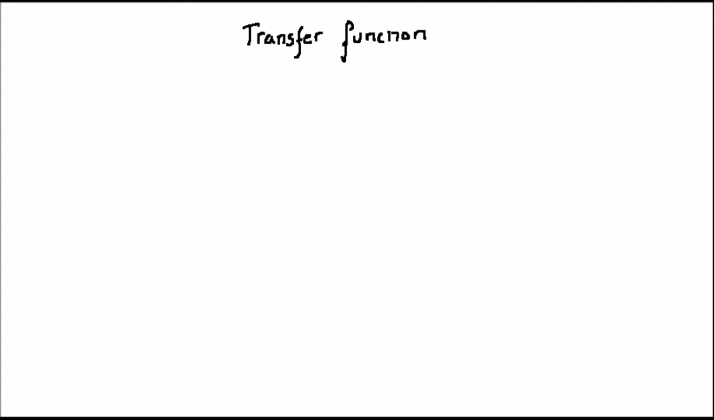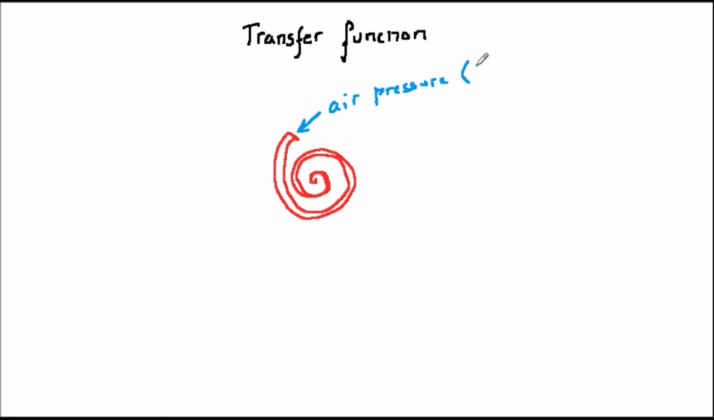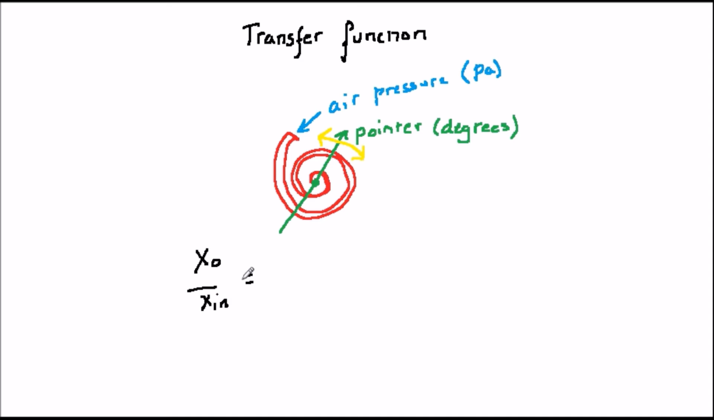Firstly, a barometer measuring air pressure. Here the input is the air pressure, let's say in kilopascals, and the output is the number of degrees which the needle moves that we read on the scale at the front of the barometer. So the transfer function, the output divided by the input, is the number of degrees which the output needle moves divided by the number of kilopascals of air pressure. So we get degrees per kilopascal.